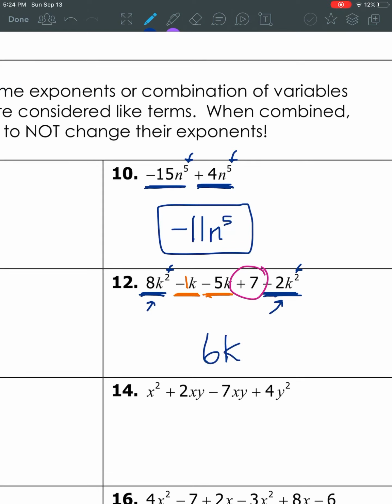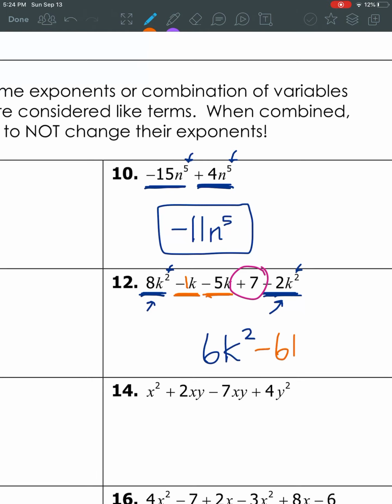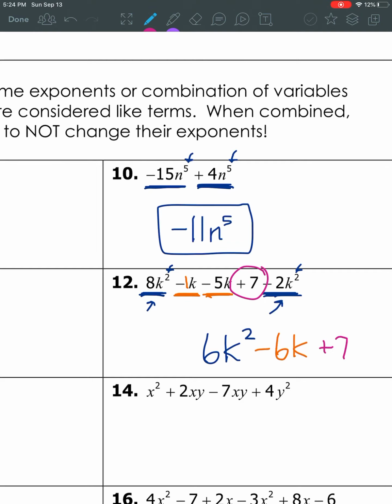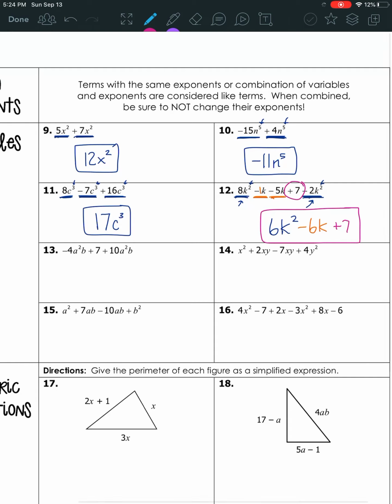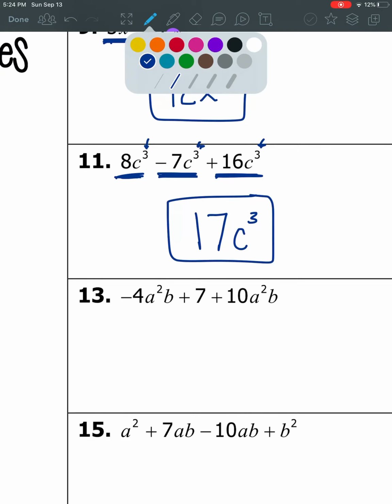So 8k squared, I'm going to start with my blue here. 8k squared minus 2k squared, so we have 6k squared. Negative 1k minus 5, so negative 1 minus 5 is negative 6k. And then the plus 7, we can't combine it with anything. There's no other like terms. So this one we end up with 3 terms in the end. 6k squared, negative 6k, and plus 7. All right, we can't combine anything else because they have to have the same exponents. Again, I'd like you to pause your video and challenge yourself and see if you could get the next 4 correct.